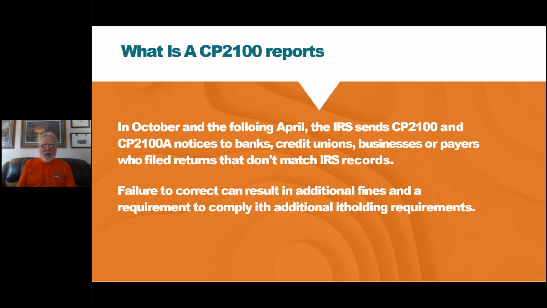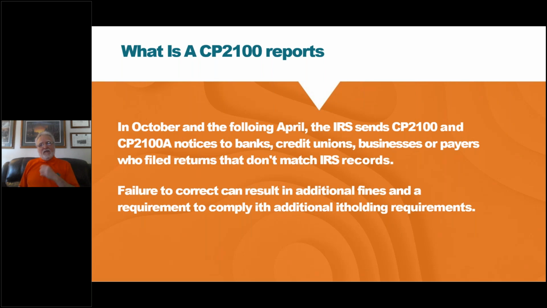In October and the following April, the IRS sends out their CP 2100 and 2100A notices to banks, credit unions, businesses, payers, the people who are filing 1099s essentially. Failure to correct them will result in additional fines. The fines get very big, and a requirement to comply with additional withholding requirements.